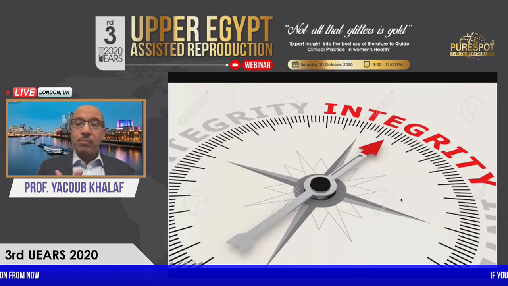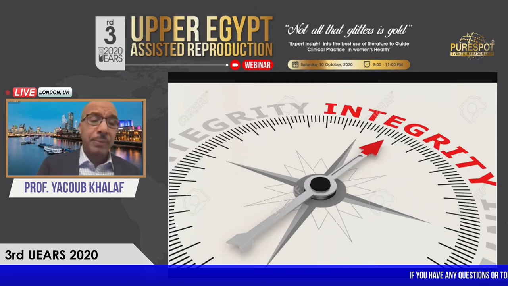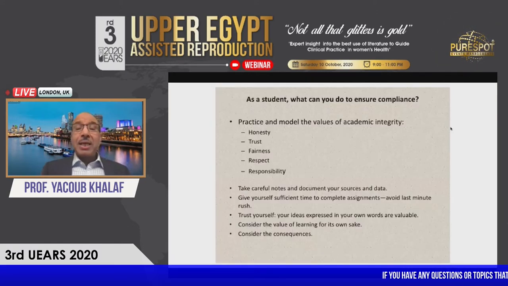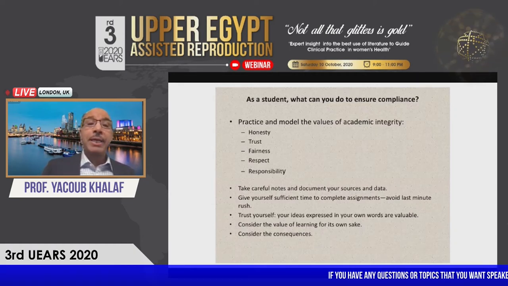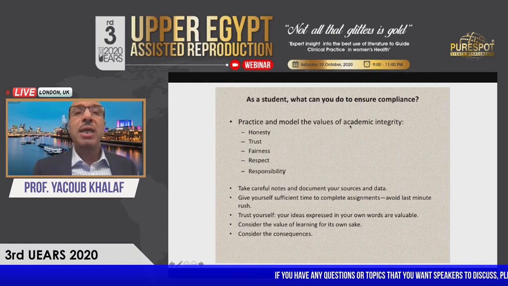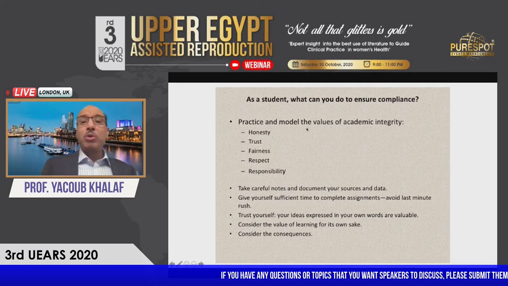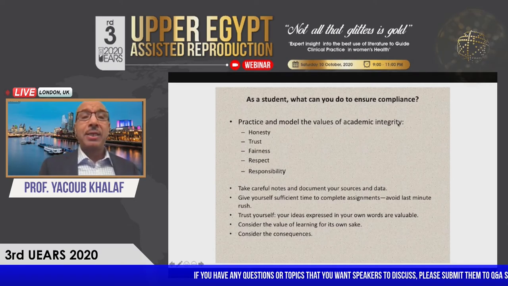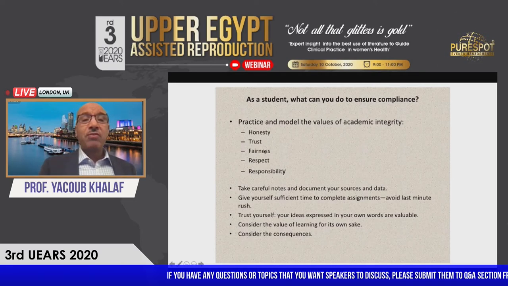That goes for the investigator and goes for the investigations, how it has been done and the publication that results from it. And it is a culture issue. It is a belief issue, because here is how medical students are taught this when they are undergraduates. What can you do to ensure compliance? Practice and model values for academic integrity: honesty, trust, fairness, respect, and responsibility.